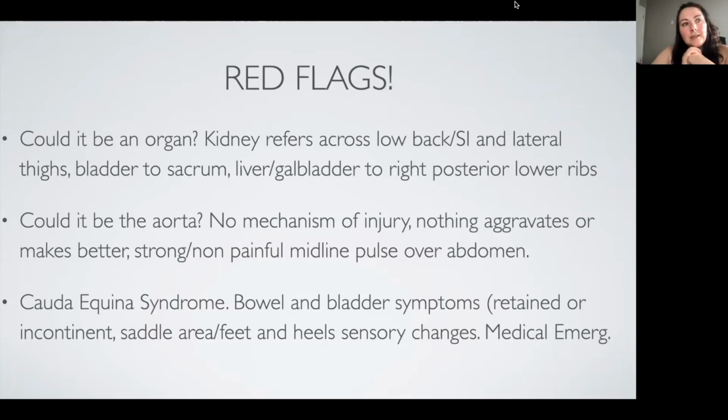And in that case, there are significant bowel and bladder symptoms. Either there's retained urine or feces, or incontinence. People will often also experience saddle area sensory changes. So sensory changes around the perineum, the external genitalia, also the feet and heels. Experiencing sensory changes, numbness, or tingling there can be an indication of cauda equina syndrome. And this is a medical emergency.